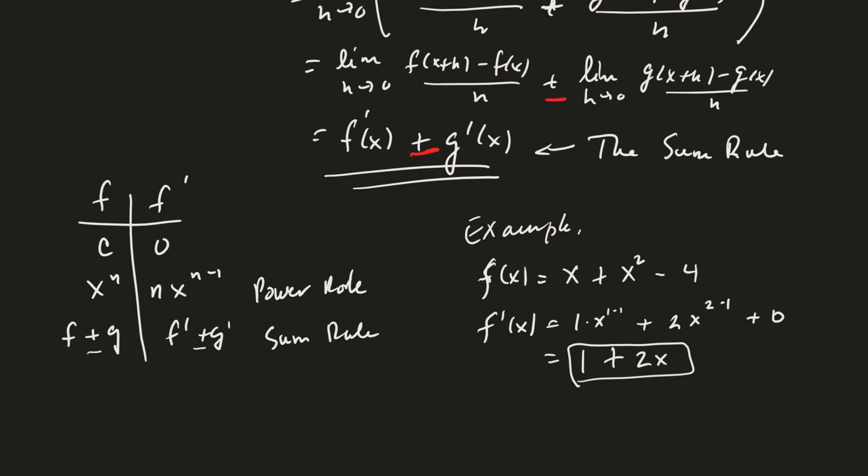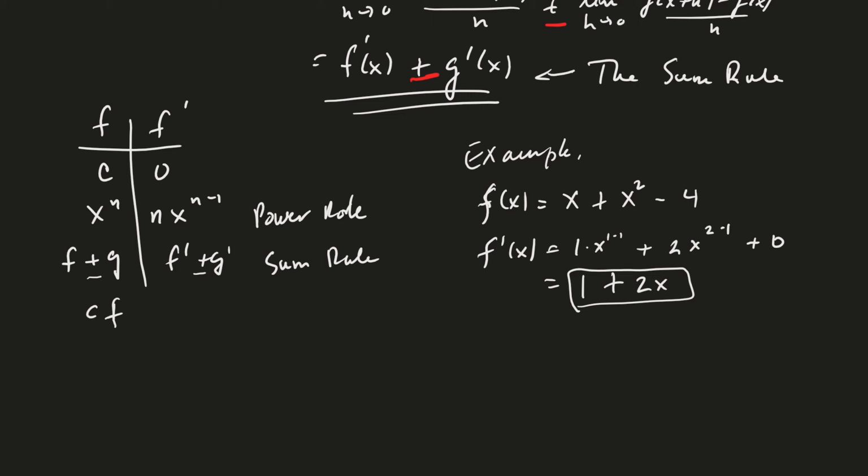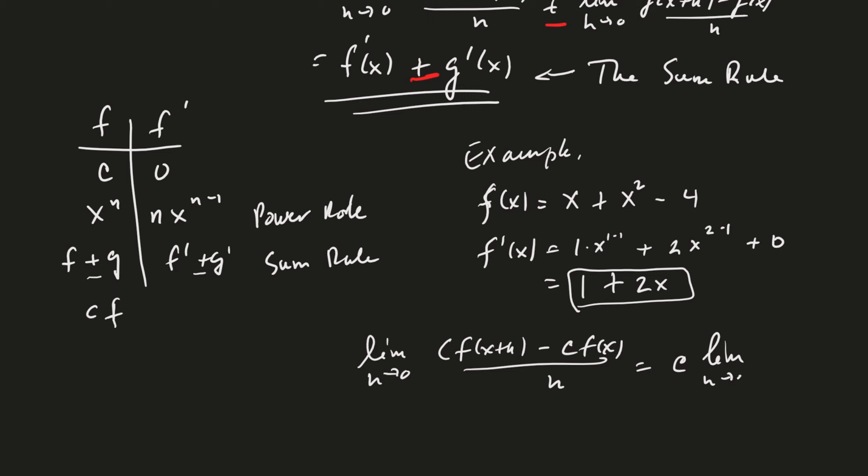Okay, and so that kind of brings up the next question. What happens if I have a constant times the function? Well, in that case, we have the limit as h goes to 0 of c times f of x plus h minus c times f of x divided by h. And notice that you could just factor the c out. And in fact, if the limit exists, we can go ahead and factor the c all the way out.